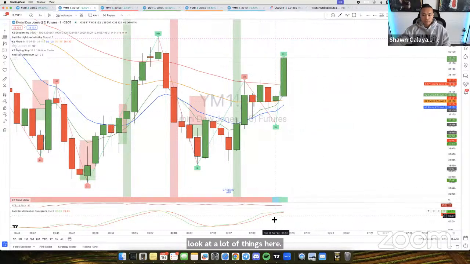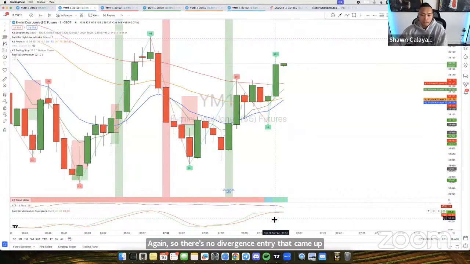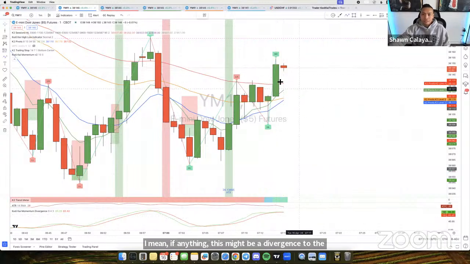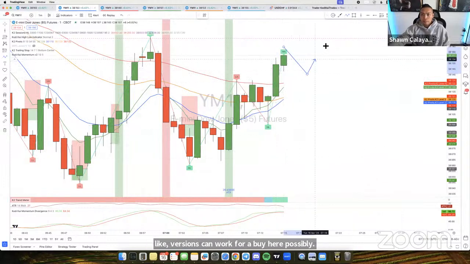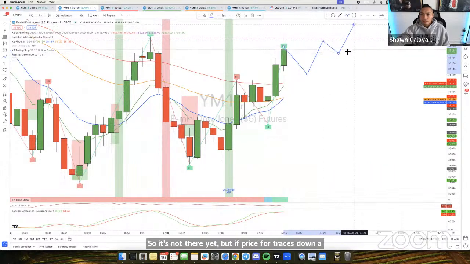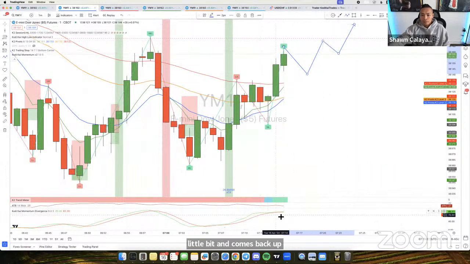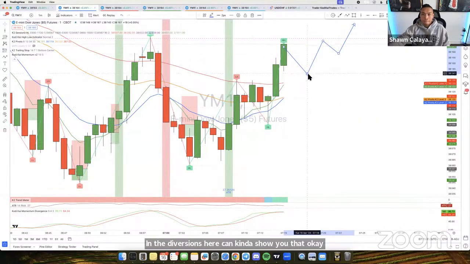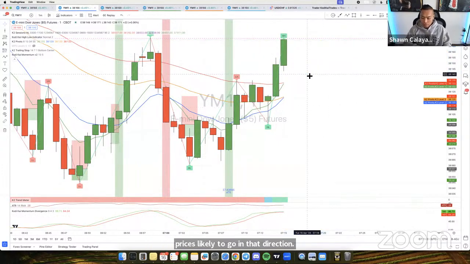again, there's no divergence entry that came up because there's no crossover yet. I mean, if anything, this might be a divergence to the upside. So what you can see here is this is where the divergence can work for a buy here, possibly. It's not there yet, but if price retraces down a little bit and comes back up, then the divergence here can show you that, okay, price is likely to go in that direction. So I think the divergence is a really good confluence. I'm going to try to get this indicator out to you guys as soon as possible.